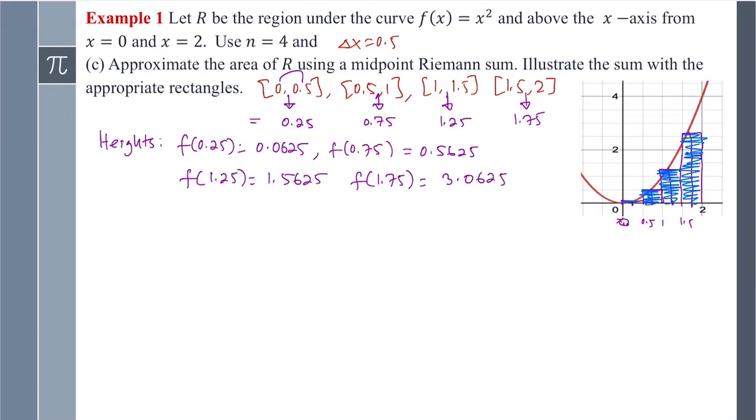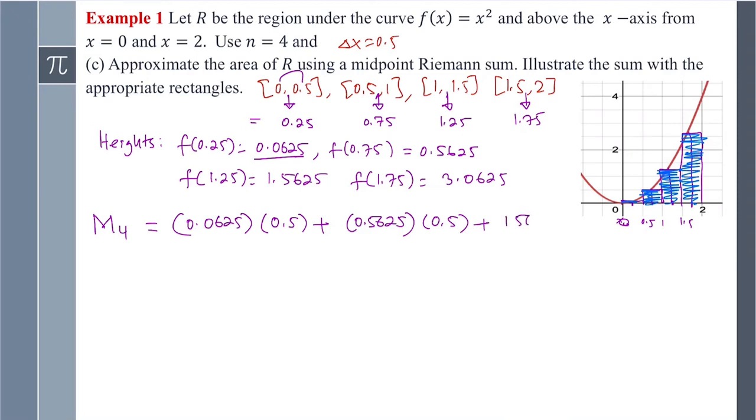Okay, now the midpoint Riemann sum with 4 rectangles, so M sub 4, is given by the height of the first rectangle, 0.0625, times the width, which is the same, 0.5, plus the height of the second rectangle, 0.5625, times the width 0.5, plus the height 1.5625 times 0.5, and then the fourth rectangle height is 3.0625 times 0.5. And when we put everything into the calculator, we get 2.625.